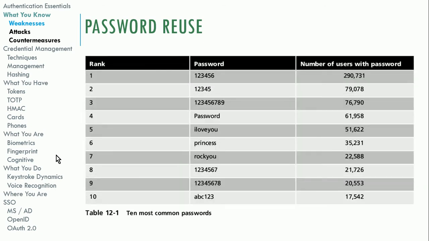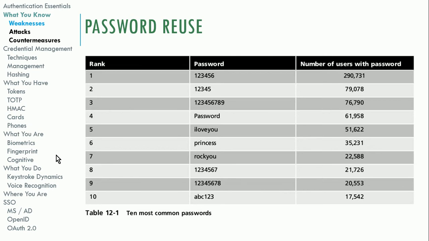And here they are. Here's the top 10. Number 1 is 1, 2, 3, 4, 5, 6. That was the most common. 290,000 passwords were 1, 2, 3, 4, 5, 6. Password was number 4. You can see Princess was number 6, which seems kind of random to me. The other ones I get, but Princess I wasn't sure about. Rock You seems kind of odd as well. But in any event, these are the top 10.